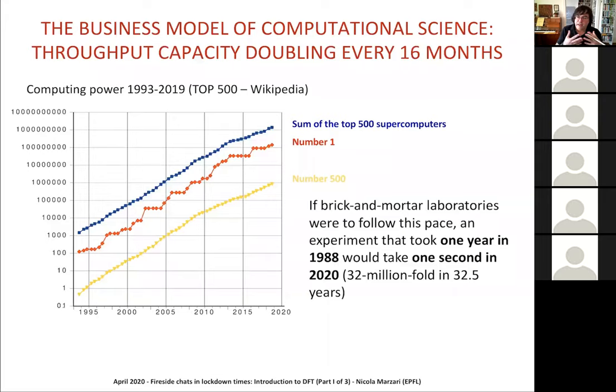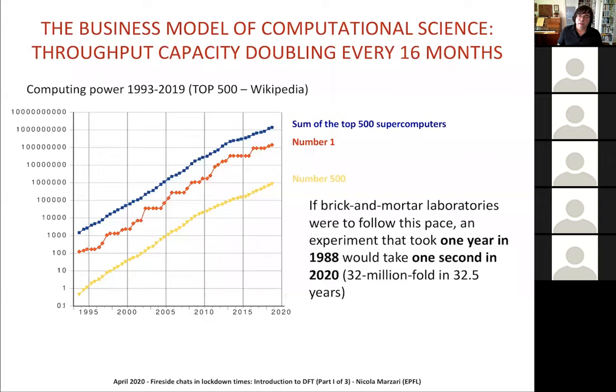And if this was a real-world experiment, let's say a very complex experiment that would have taken you 1 year in 1988, well, today it will take you 1 second. So we have had a 32-million-fold increase in the past 32 years. And that's why these calculations that 20, 30 years ago were still exceedingly expensive to perform, and only a few supercomputer centers could afford the computing power needed, these days are prevalent.